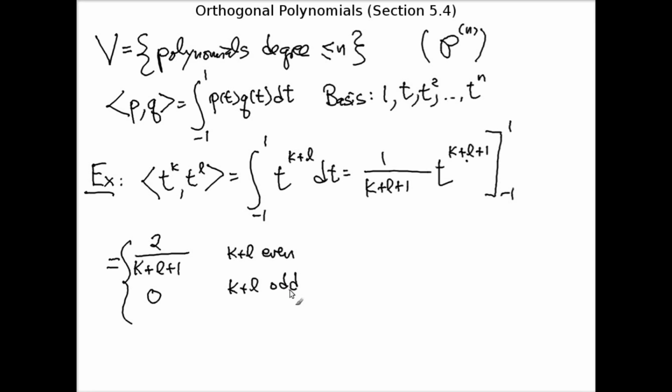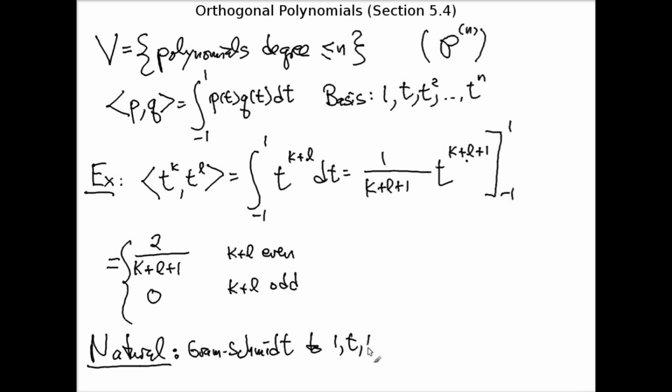All right, well, this obviously is not an orthonormal basis, but a very natural thing to do is to apply Gram-Schmidt to this natural basis, to 1, t, t squared, and so on. So if you do that, what are you going to get?